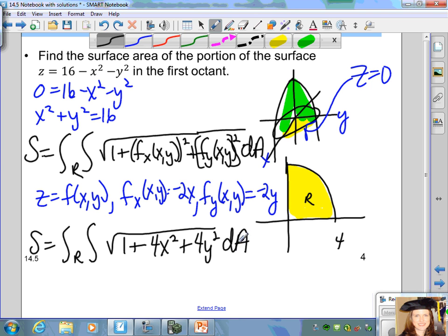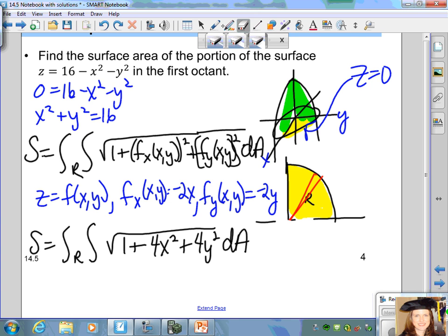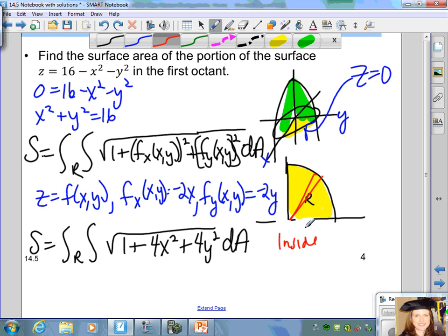Now we can write dA, the differential area, as dy dx, dx dy, or even r dr d theta or r d theta dr. So I think that's going to be a good choice here if we use r's and thetas and determine our bounds in terms of r and theta. To determine the bounds for r and theta, our smallest r, the inside radius, would equal 0, and this is a circle with a radius of 4, so the outside radius is equal to 4.